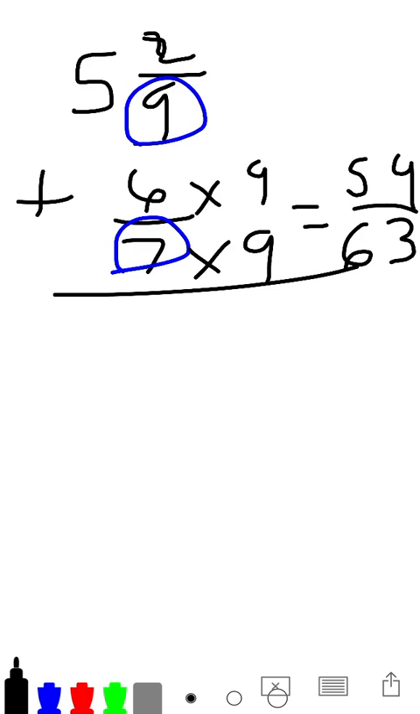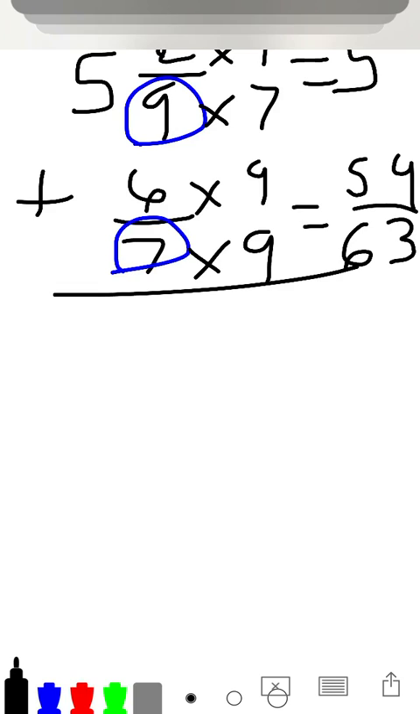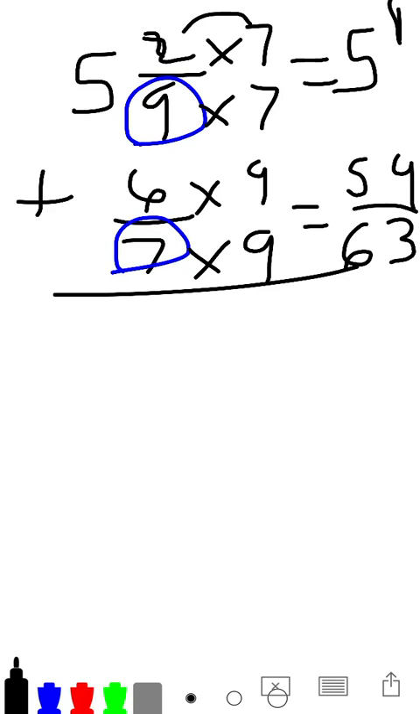All right. And then I'm going to do the same thing above here, but now I'm going to multiply it by 7. What I do to the denominator, I must do to the numerator. You can't forget your whole number, okay? So your whole number is 5. And then 2 times 7 is 14.